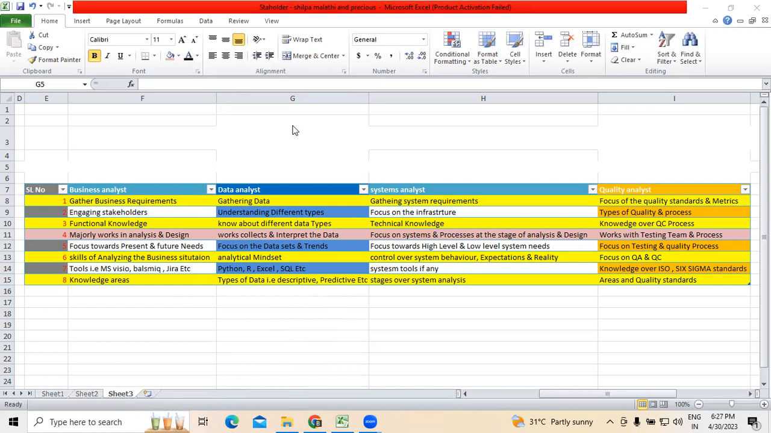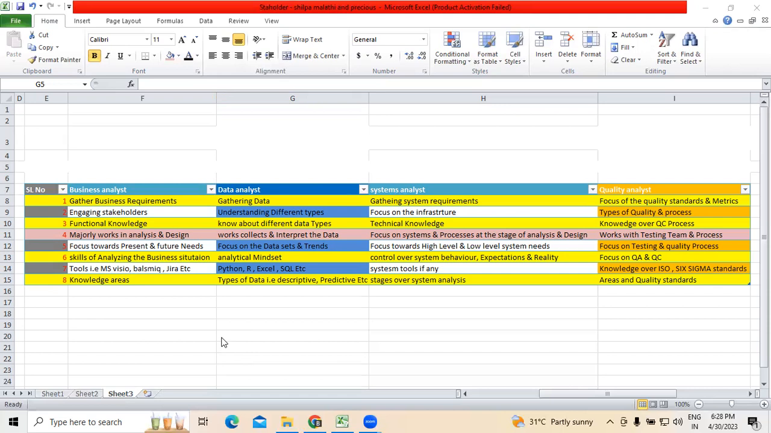Right. So this is what we generally need to focus on more. A business analyst works majorly on the analysis and design part of the project, whereas a data analyst works majorly on collecting and interpreting data. What are the different types of data we have, either structured or unstructured data, that has to be collected and interpreted? That sort of knowledge is required for a data analyst. A systems analyst must focus on the systems as well as the processes followed by the stages of analysis and design.